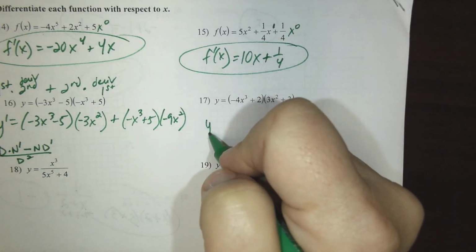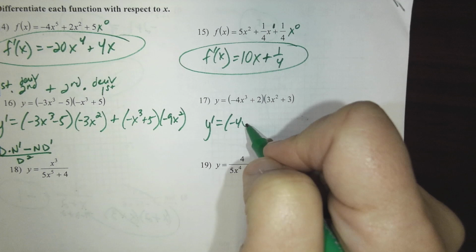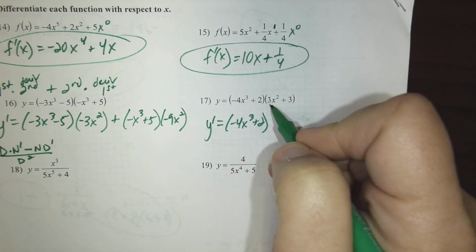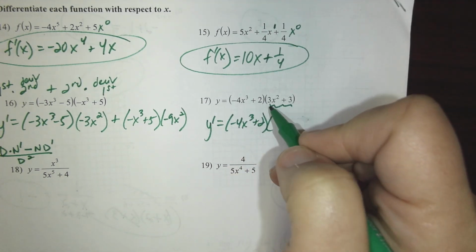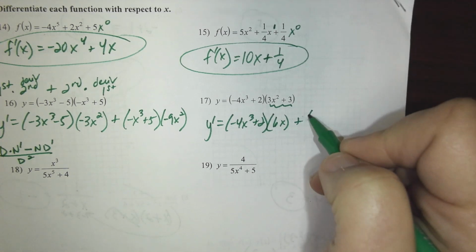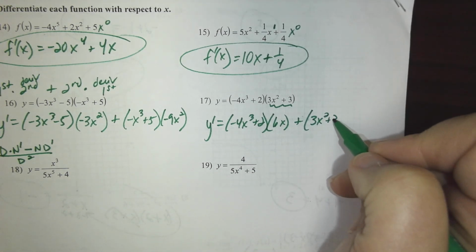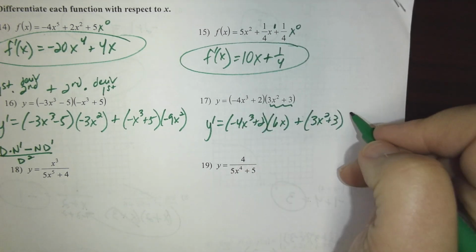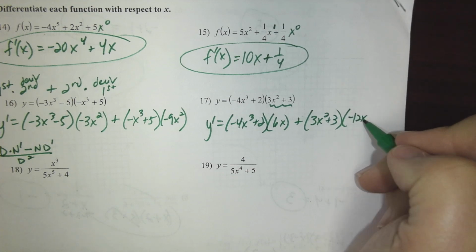We're doing the same thing here. First, write out the first. Multiply it by the second's derivative, which is just 6x, plus the whole entire second, write it out, times the derivative of this, which is negative 12x squared.